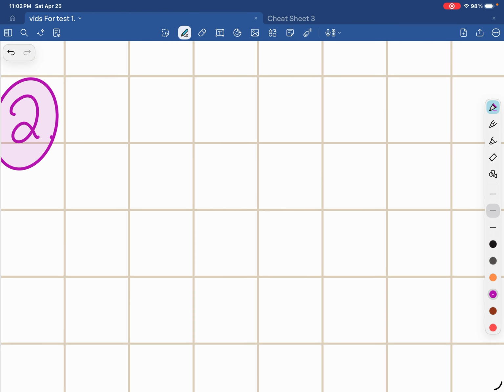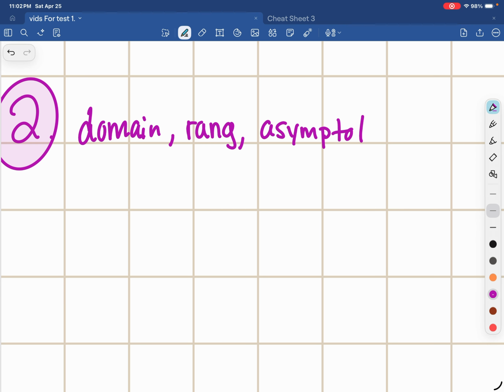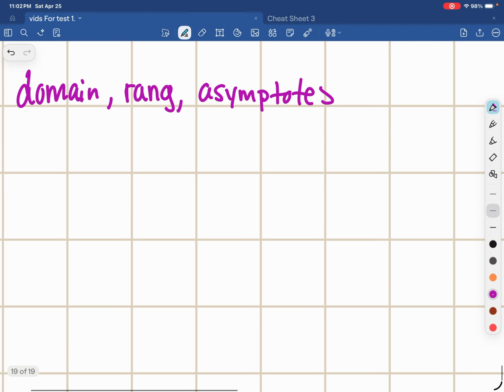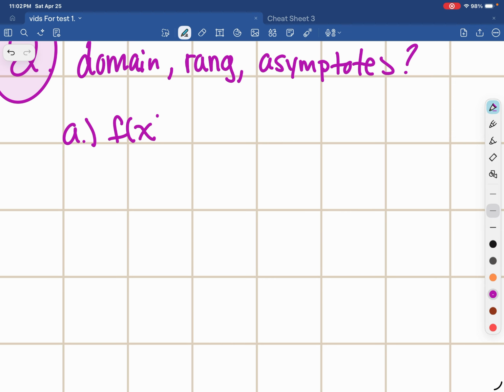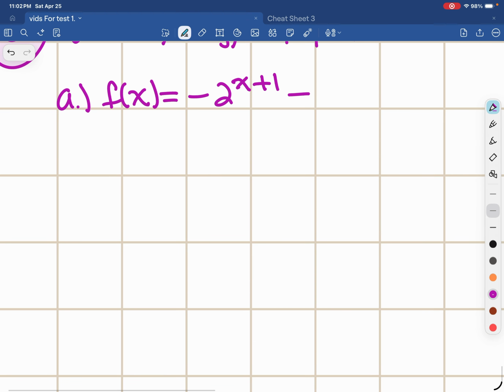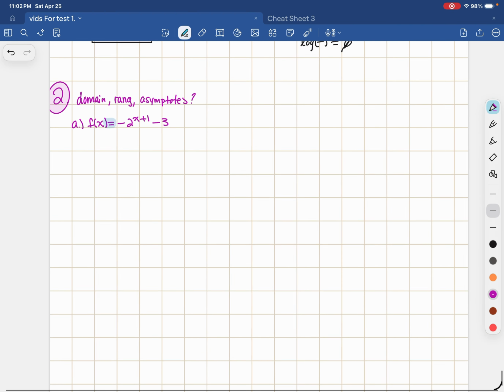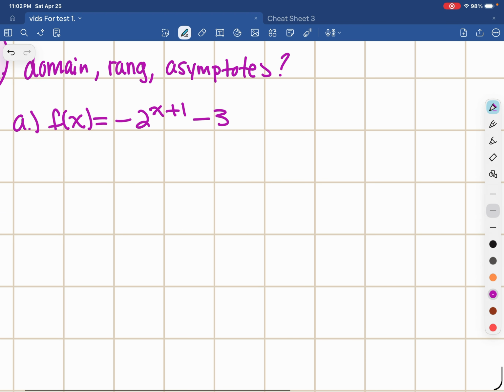So remember, we're looking for domain, range, and any asymptotes, if any, of the following functions. So we'll do a right here, and this function is f of x is equal to negative 2 to the x plus 1, minus 3. So right off the bat, you want to identify what kind of function you're dealing with.